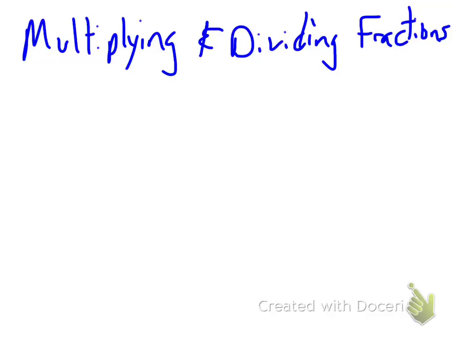In this video, we're going to take a look at multiplying and dividing fractions. So the first example I want to take a look at is, what if we would take a number like 1/4 times 1/2? So visually, what does that look like?